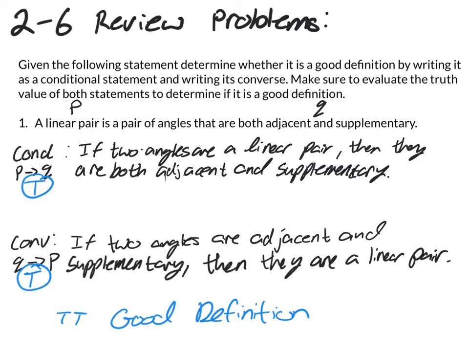So remember, a good definition follows the same rules as that biconditional, where we need both to be true in order to have a good definition or write a biconditional. We always need a conditional and a converse statement. We need the truth values. In order to be a good definition, we need true and true.